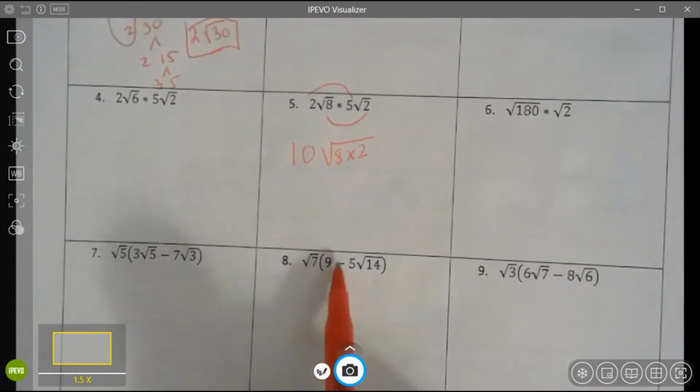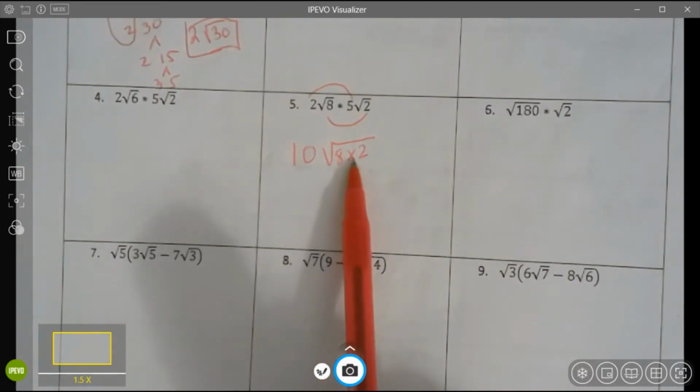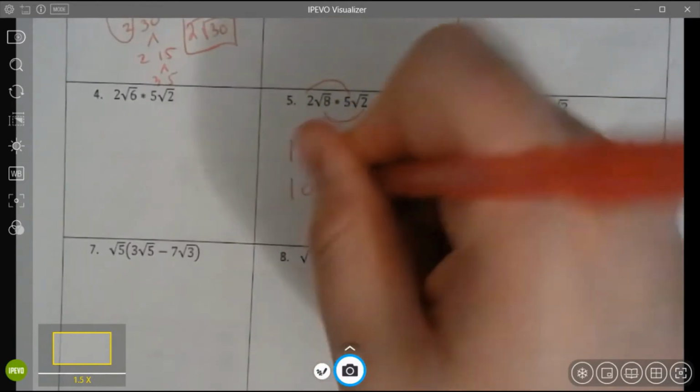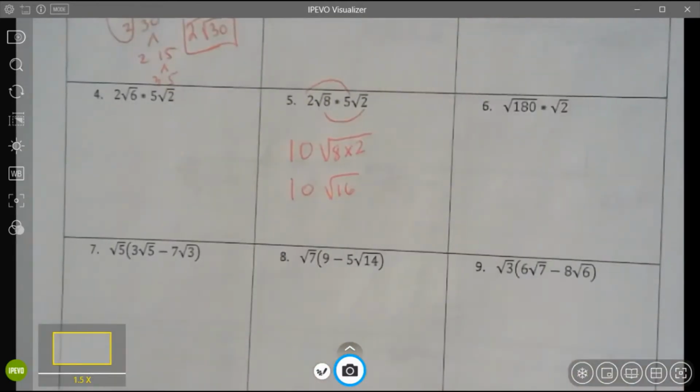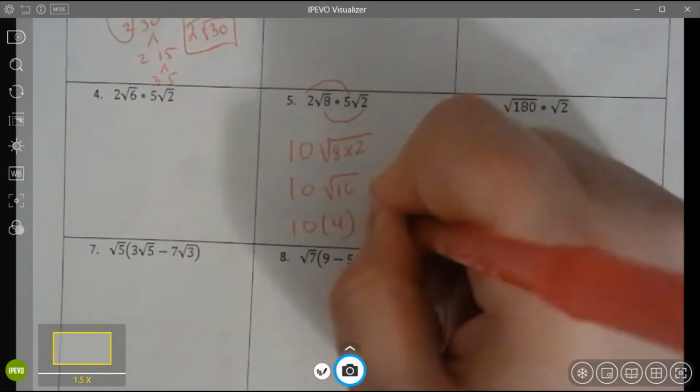So notice what was outside stays outside. What was inside stays inside. So 10 square root of 8 times 2 is 16. Well, wait, we know the square root of 16, right? It's 4. This is 10 times 4, which is 40.